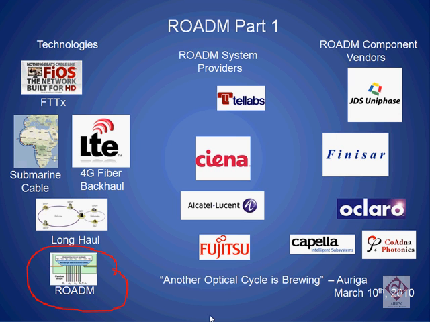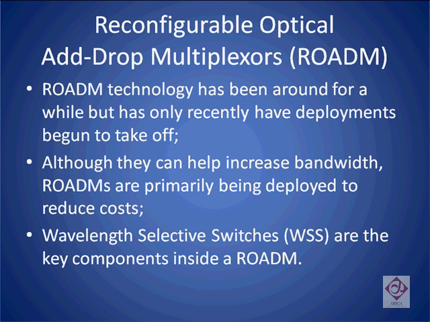Add-Drop Multiplexers. In the middle of this diagram, we show examples of 4 companies that make ROADM systems, and on the right are 5 of the largest ROADM component suppliers in the world. ROADM technology has been around for a while, but only recently, after there have been several bottlenecks in the network, have their deployments begun to take off. Although ROADMs can help increase bandwidth for a carrier, it is important for investors to understand that the primary reason that they are deployed is to help reduce the carrier's costs when managing bandwidth.